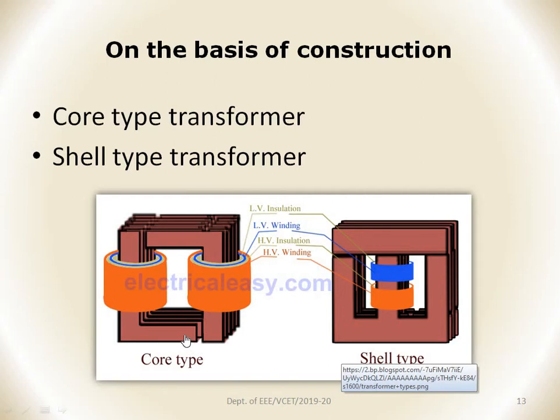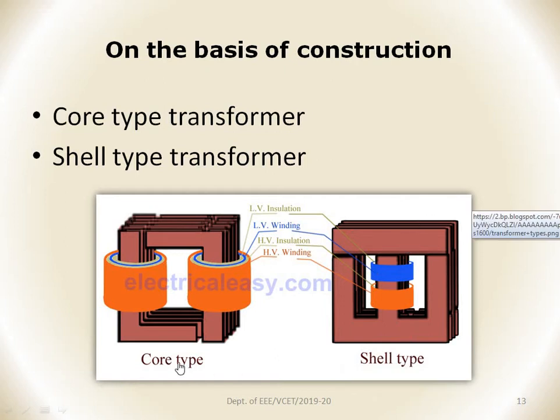Here you can find an L-shaped structure, whereas here you can find the E and L-shaped structure. Here both are L: this one is L, this one is another L, whereas here it is an E structure and this one is an L structure. That's why we say that here an L type construction is formed, whereas here the limbs are constructed in the shape of E and L.